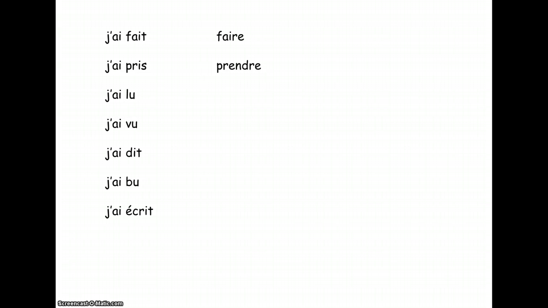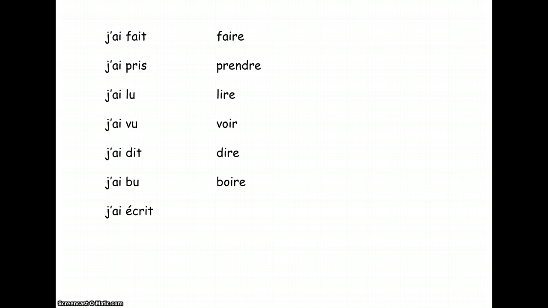J'ai pris comes from prendre, to take, so j'ai pris means I took. J'ai lu comes from lire, so it's I read, j'ai lu. J'ai vu comes from voir, to see, so j'ai vu means I saw. Dit is from dire, to say, so j'ai dit is I said.